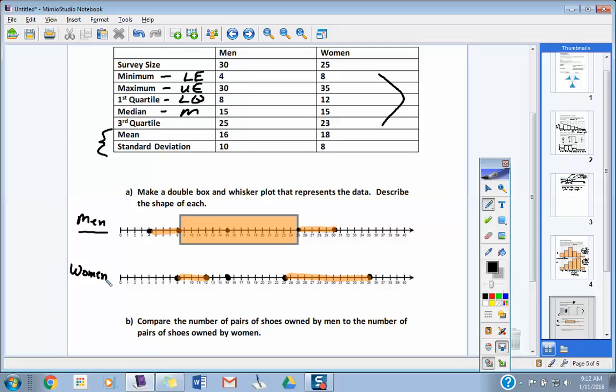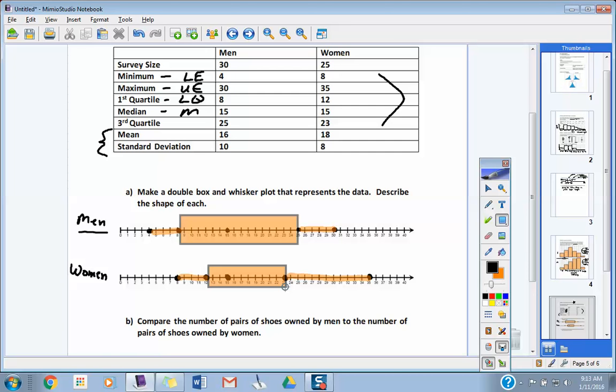And then the box is going to go right here. So, guys, we would expect women to probably own more pairs of shoes than men. Would you guys agree with that? Would most people agree with that statement? Most women probably own more pairs of shoes than men. Look at your lower extremes right here. Who has more shoes on the lower extreme end? Women. Okay. Is the middle 50% closer together or further spread out here than the men?